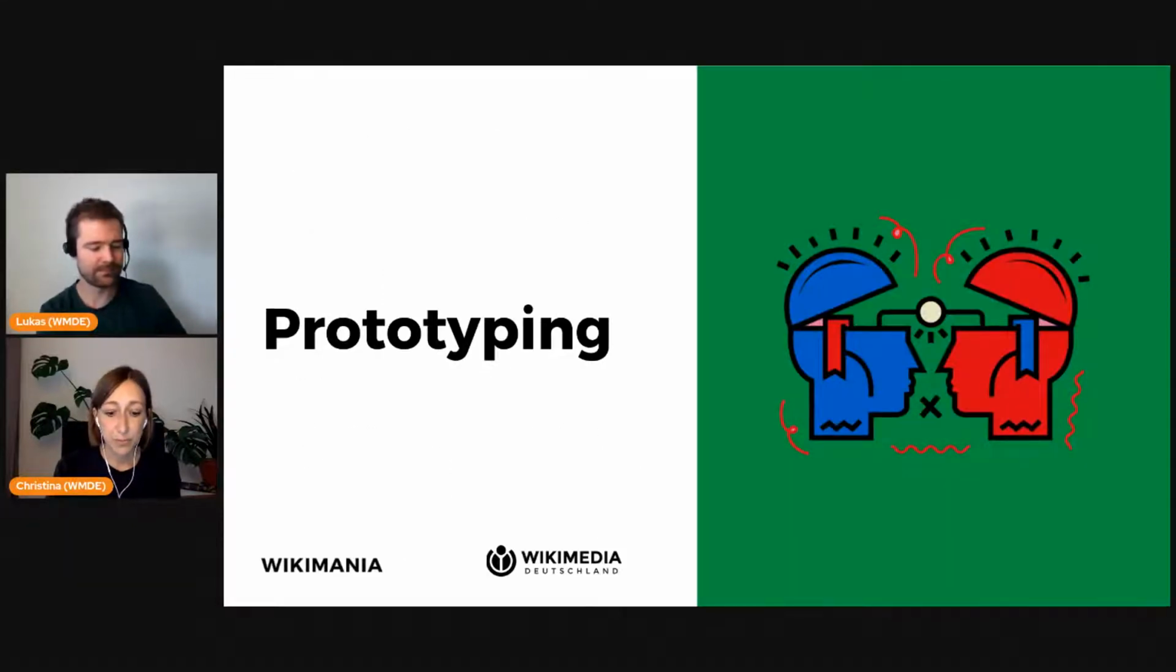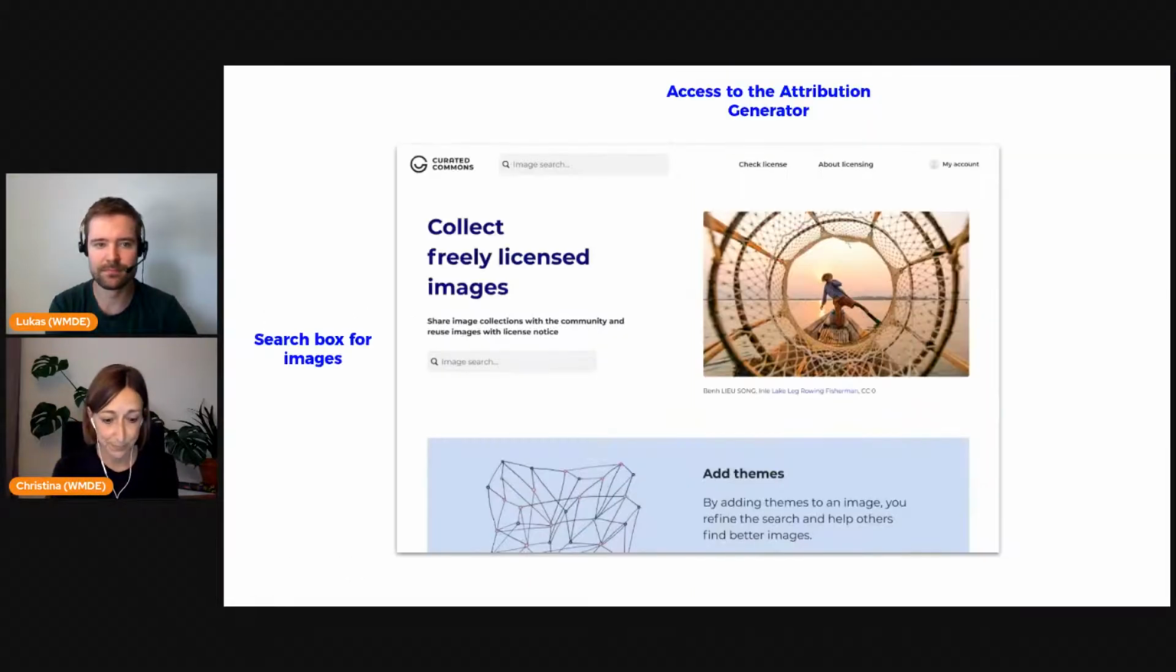So in the last couple of months, we did a lot of prototyping, and we would like to share with you some screens of the current prototype that is being developed in this very moment. As mentioned before, users can browse Curated Commons via the search box in order to find the images they are looking for. And you can also check the license information provided with the image.